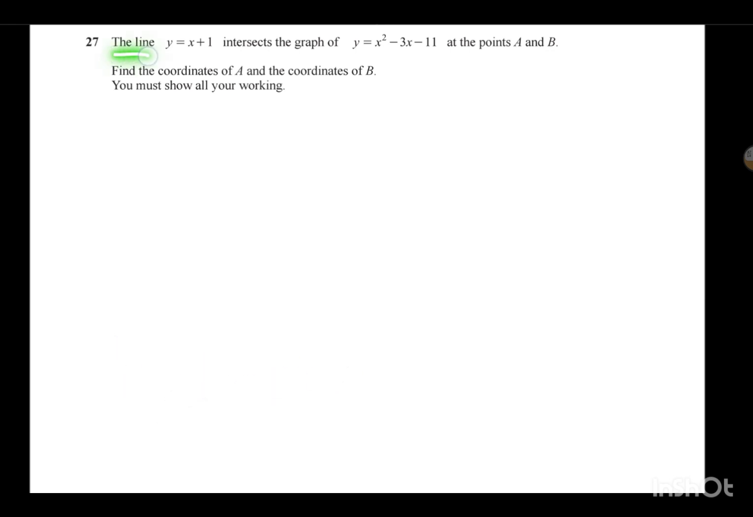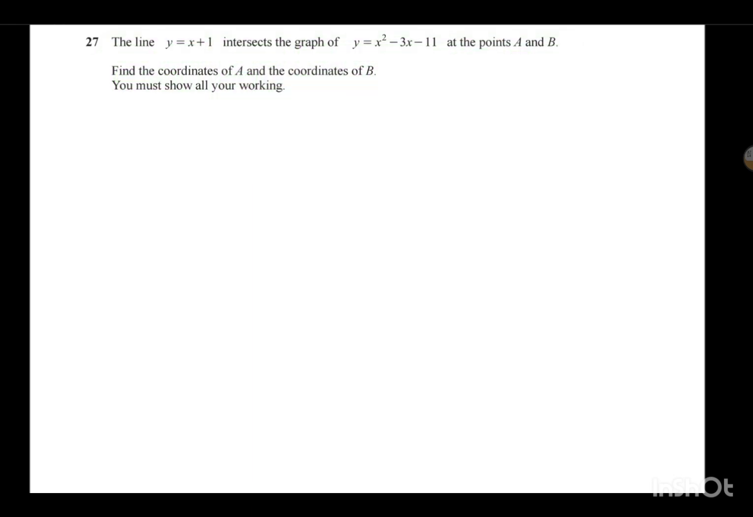Question number 27. The line y is equal to x plus 1 intersects the graph of y is equal to x square minus 3x minus 11 at a point A and B. Find the coordinates of A and coordinates of B. You must show all your working.